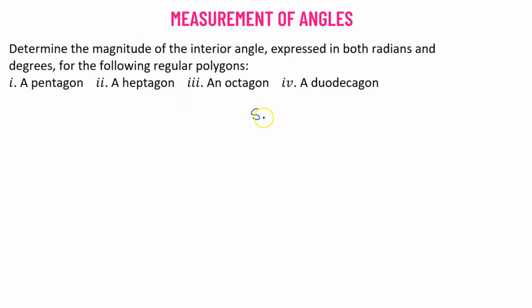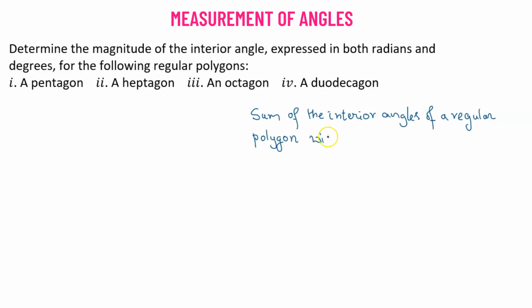The sum of the interior angles of a polygon with n number of sides is given by the formula (n minus 2) times 180 degrees, right? Or if we want it in radians, we simply multiply by pi radians. Fine. We'll do the conversion after we find out the individual degrees. Now, this is the sum of the interior angles. That's (n minus 2) times 180 degrees.